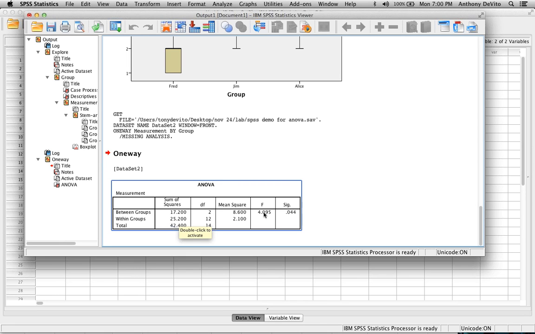So if I go over to F now, we can see that F is simply 8.6 divided by 2.1. And in fact, when you do more complex analyses, you're going to see that same relationship. It's always going to be the mean squares between the groups divided by the mean squares within the groups that gives the F statistic. And you're going to see the calculation done just as you would have done it by hand.